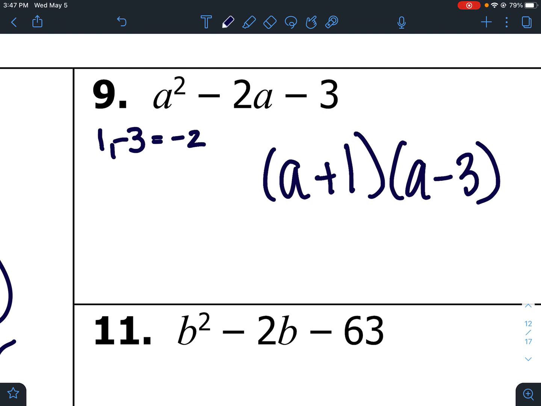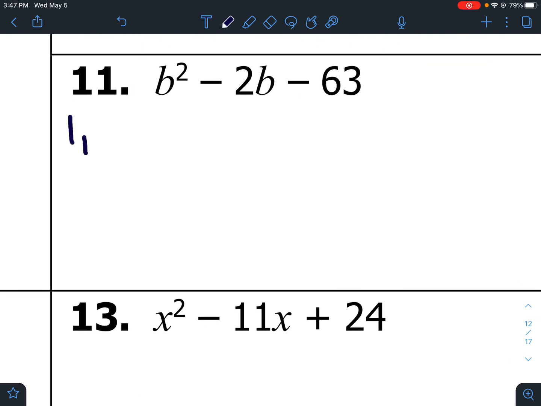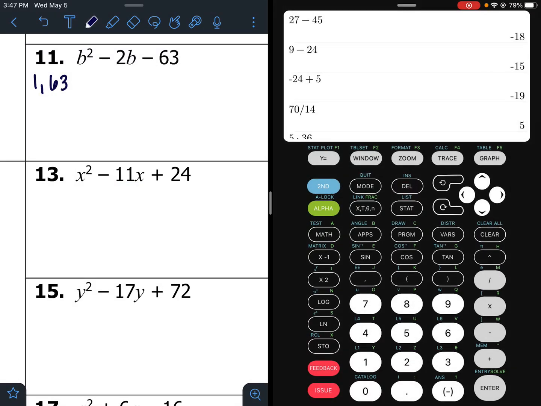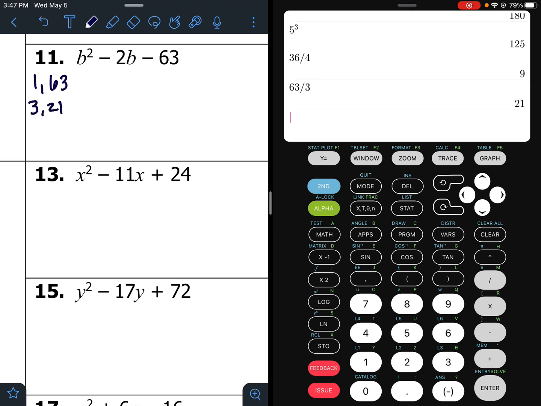All right, let's try number 11. Same thing. We're looking for factors of 63. Gives me 1 and 63. Let's see. I don't have my calculator with me. Pull it up here. 63 divided by 2 I know is not going to work, so let's try 3. There we go. 3 and 21. 4, 5 is not an option. 6, let's try that. 63 divided by 6. I can already tell you it's a no. Let's try 7. 63 divided by 7. There we go. 7 and 9.